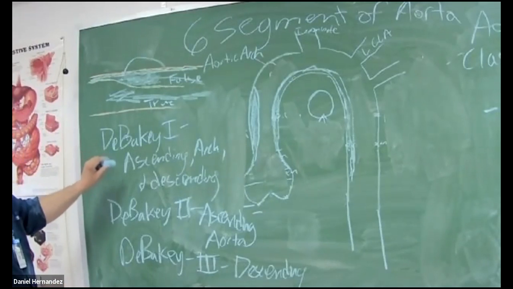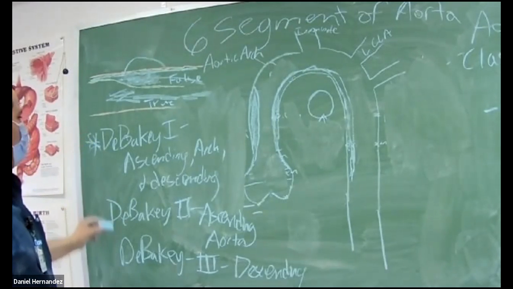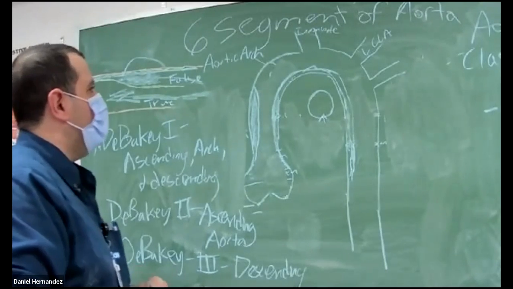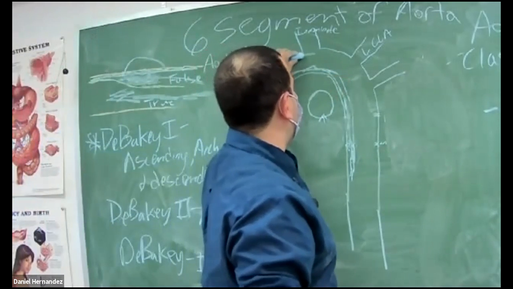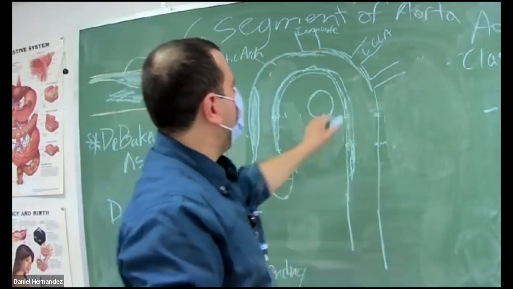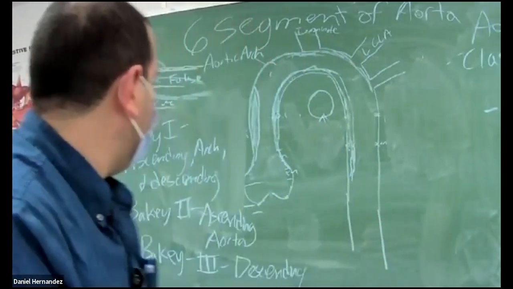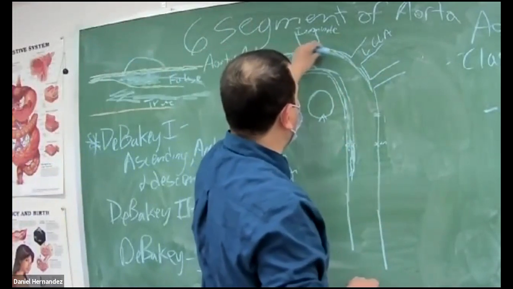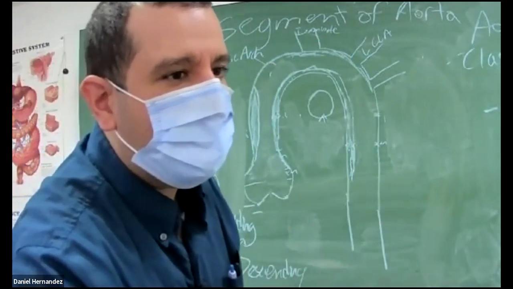So maybe for the boards, remember that type 1 is the worst, the most severe, because it also includes the aortic arch. If we're getting a dissection that involves the aortic arch, we then have issues with our vessels as well. We can have a potentially isolated aortic arch dissection. That would be its own classification.